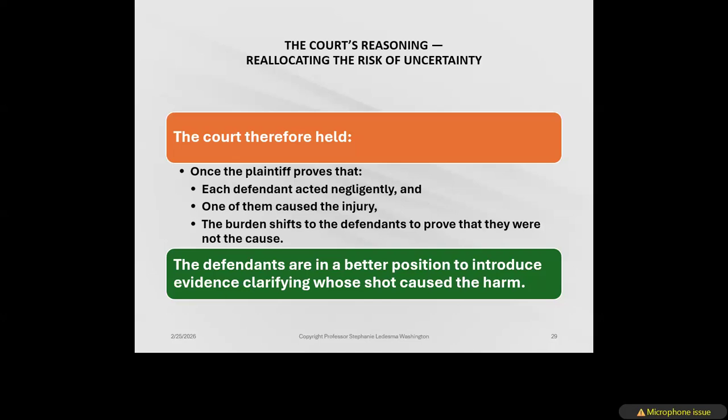That's not a presumption of causation. That's a reallocation of evidentiary responsibility, right? Because when you think about it, it's the defendants who are in the best position to introduce evidence to clarify whether they shot the plaintiff or not. If one defendant can demonstrate that his bullet or his pellets could not have caused the injury, he's exonerated. If neither can establish that they aren't causally linked, then they both remain liable.